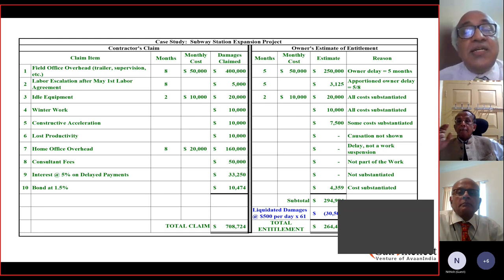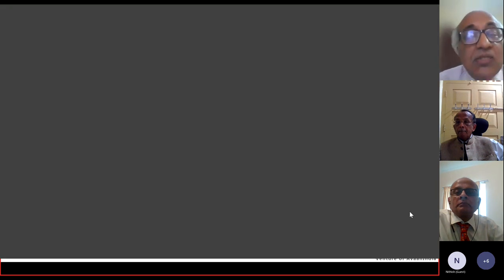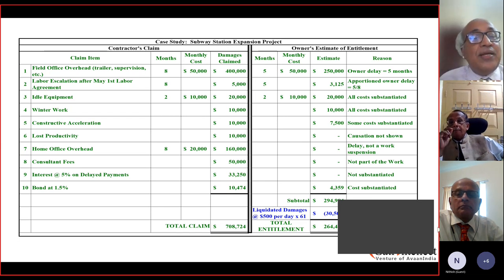Constructive acceleration: there was a negotiation out of this $10,000 where the owner had asked them to accelerate certain items, based on which the contractor had claimed $10,000, but the owner was able to convince the contractor that part of this is not due to this acceleration, so only 7,500 was passed.